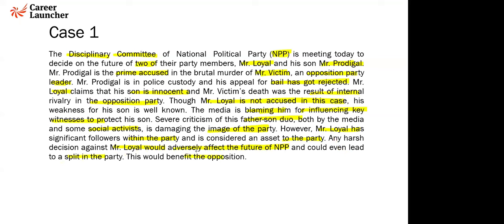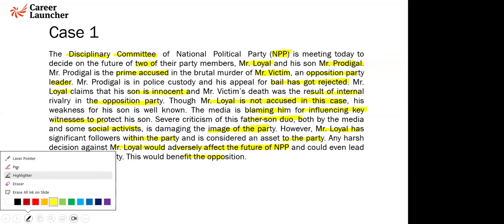So what do we have here? We have just the situation given to us. Within that situation, we have the facts of the case, and based on this situation, we will be getting questions. So what are the key aspects of this situation?